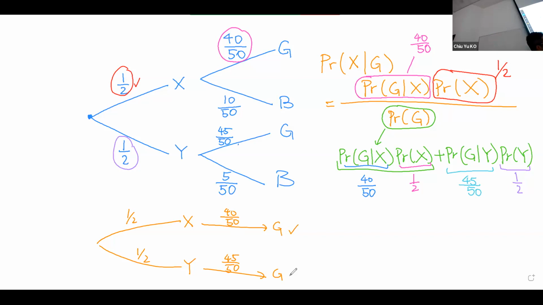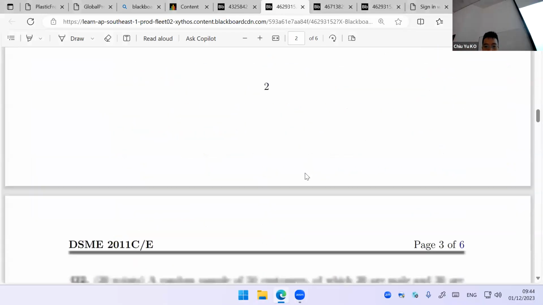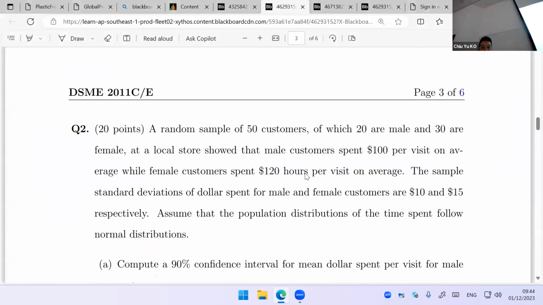Because there are only two choices, and because the total of the two must be 1, we just normalize everything into 0 to 1. So that would be another way to think. Any question before we proceed? No. If no, then we are going to look at the next question, which is question 2 here.